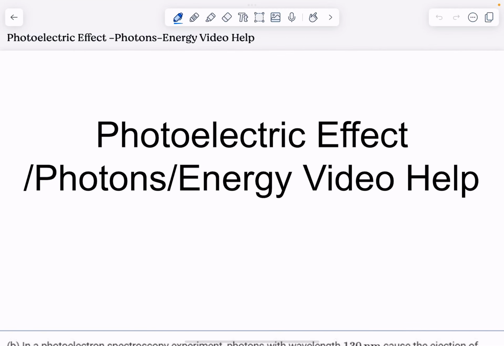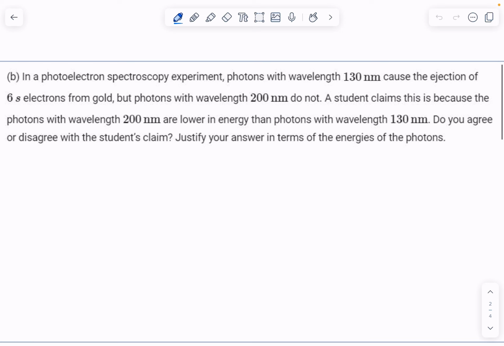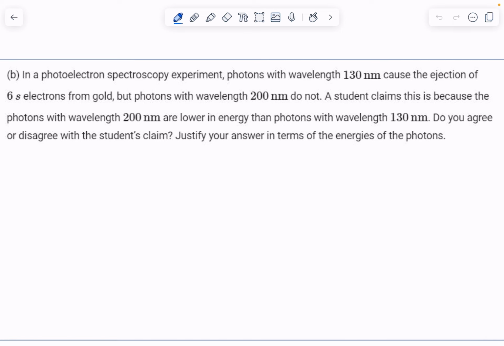All right, guys, in this question, we're going to be looking at the photoelectric effect, talking about photons, energy, frequency, and how they're all related. So we're looking at two free response questions.